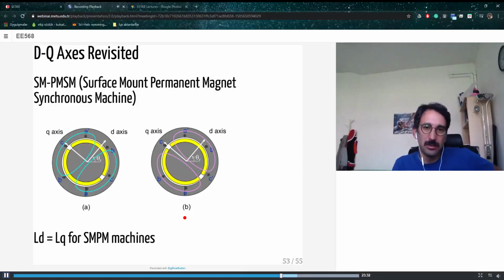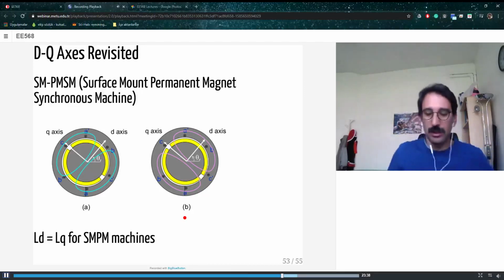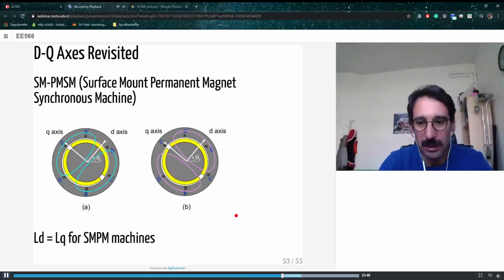Surface mount motorlar o açıdan cylindrical rotor synchronous machine kategorisinde ve reluctance torque yaratılmadığı için düzgün tasarlanan bir salient pole makineye göre torque density'leri birazcık daha düşüktür. Okay.